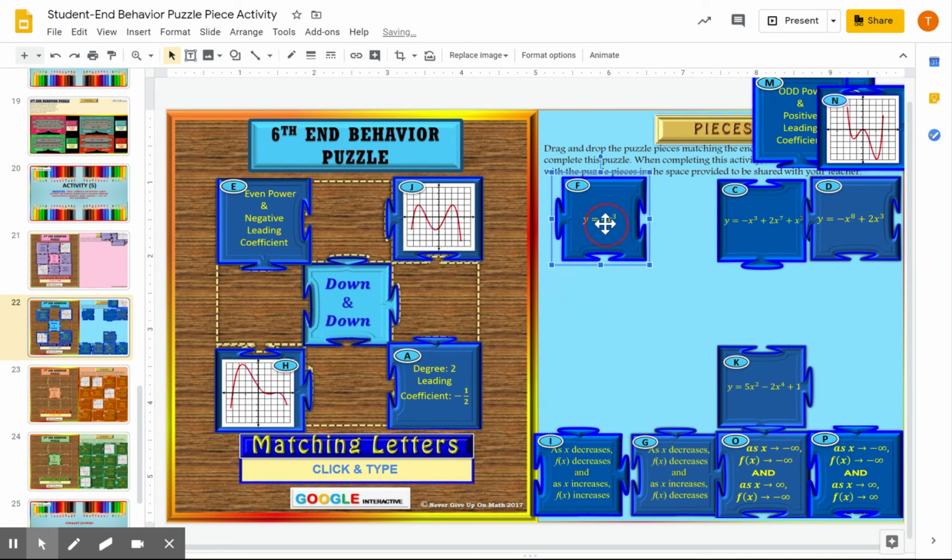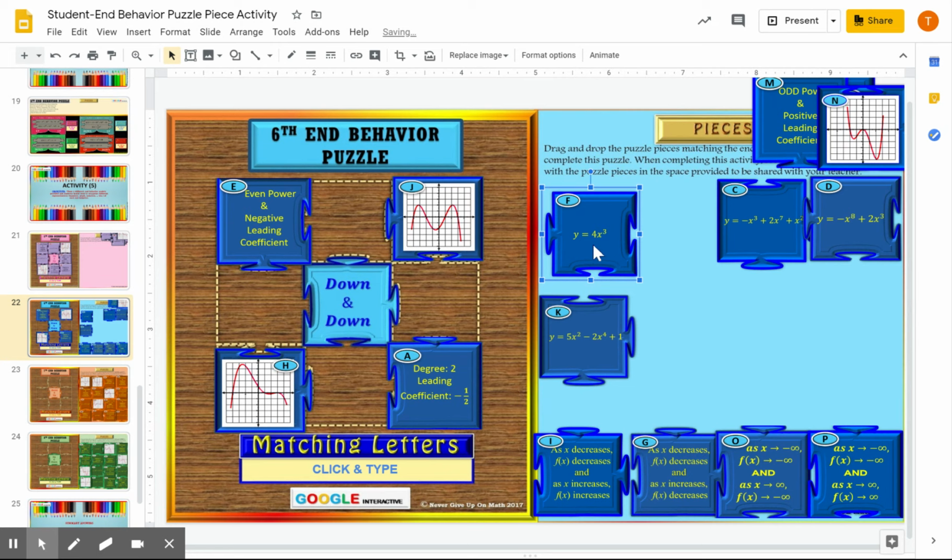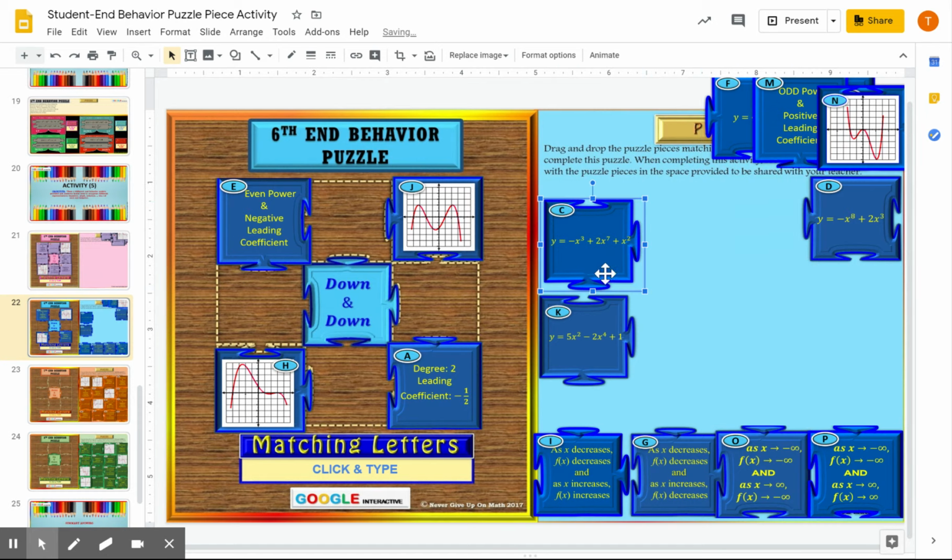All right, so now I'm going to look at the functions, the equations that I was given. I have y equals 4x to the third. 3 is an odd number. We've already established these have to be even. Y equals negative x cubed plus 2x to the 7th plus x squared. Yes, I see an x squared there, and that's even, but the highest exponent here is 7, which means that the degree is 7, and 7 is an odd number, so it does not go down, down.